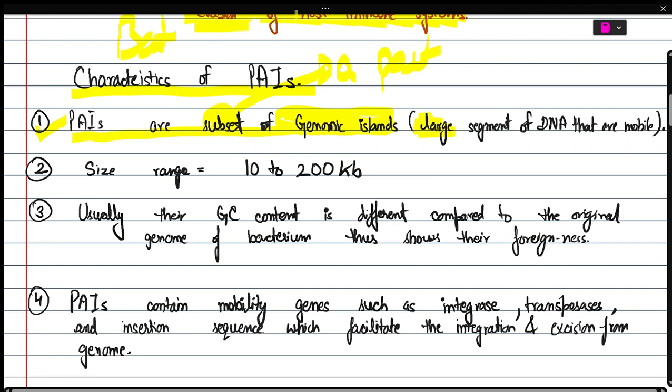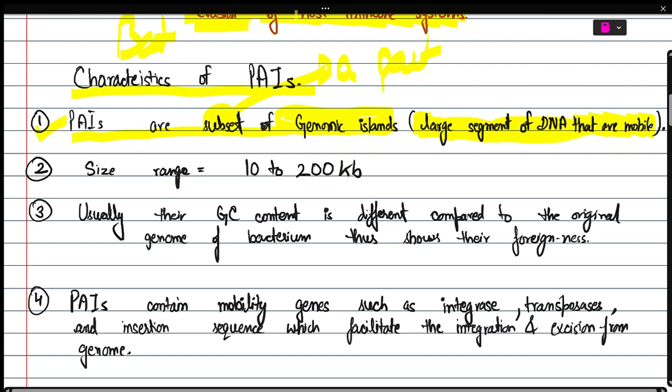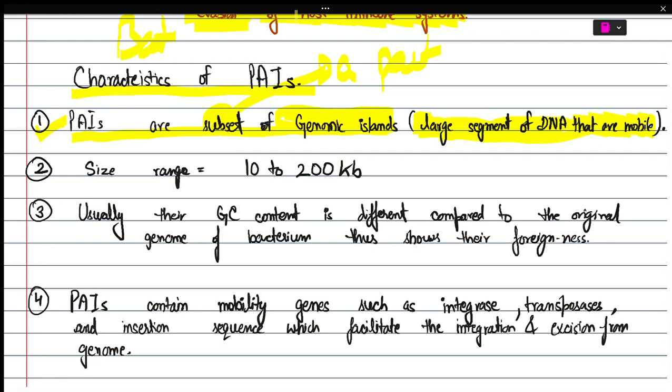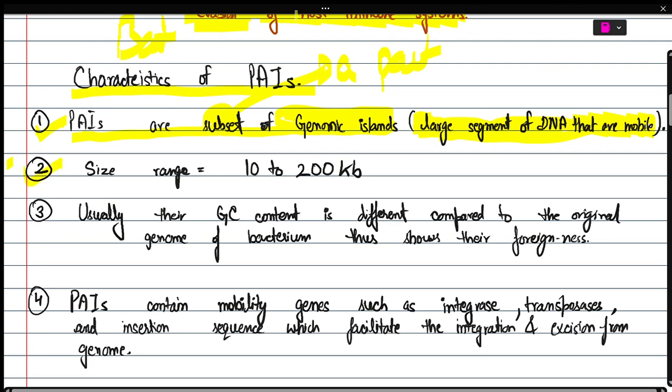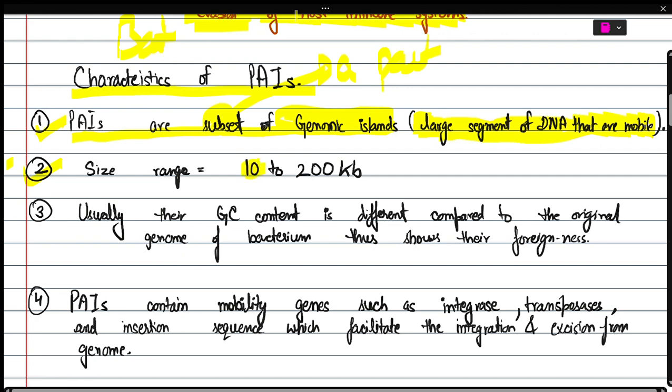Genomic islands are large segments of DNA that are mobile. Basically, if you talk about genomic islands, then as I am saying that PAIs are horizontally transferable, so are your genomic islands. Okay. And if you talk about the size of PAIs, then their size varies actually, and it typically ranges from 10 kilo base pairs to 200 kilo base pairs.